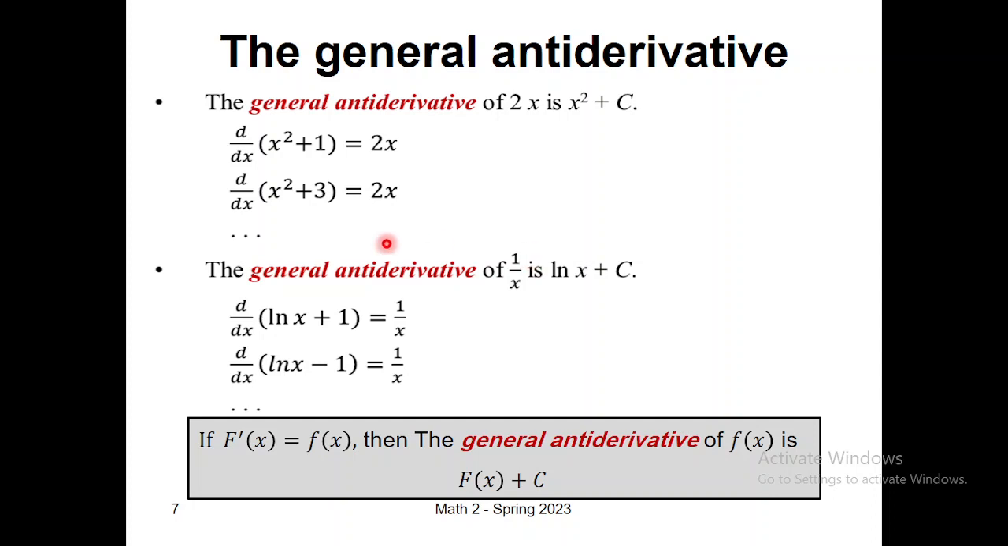And similarly for any other antiderivative. For example, the general antiderivative of 1 over x is ln x plus c. So ln x is the basic antiderivative. It is unique. But the general antiderivative is this unique antiderivative plus some constant c.